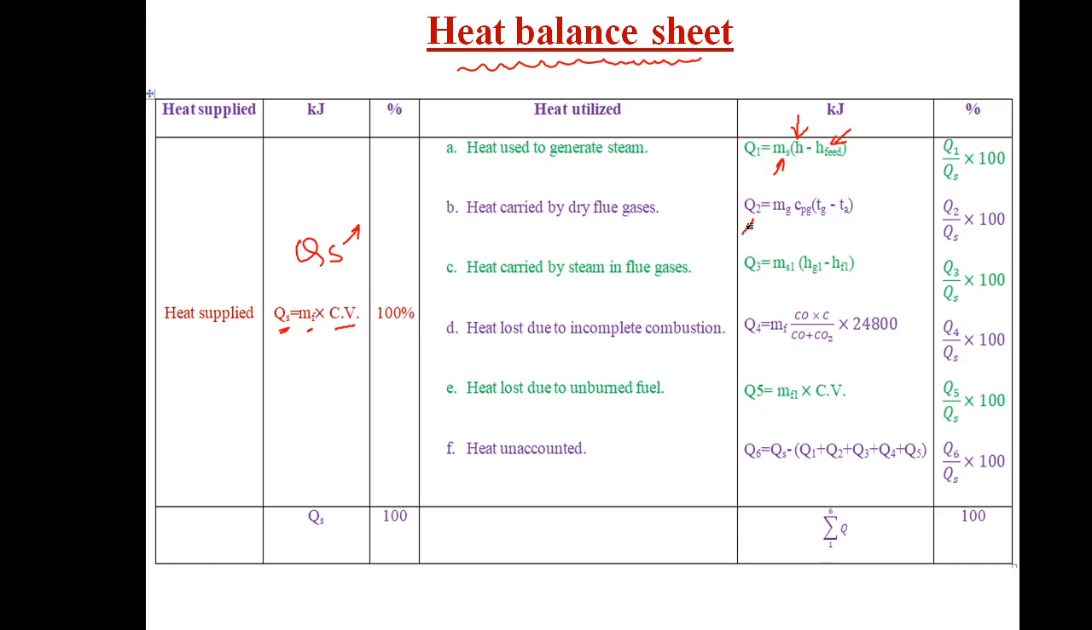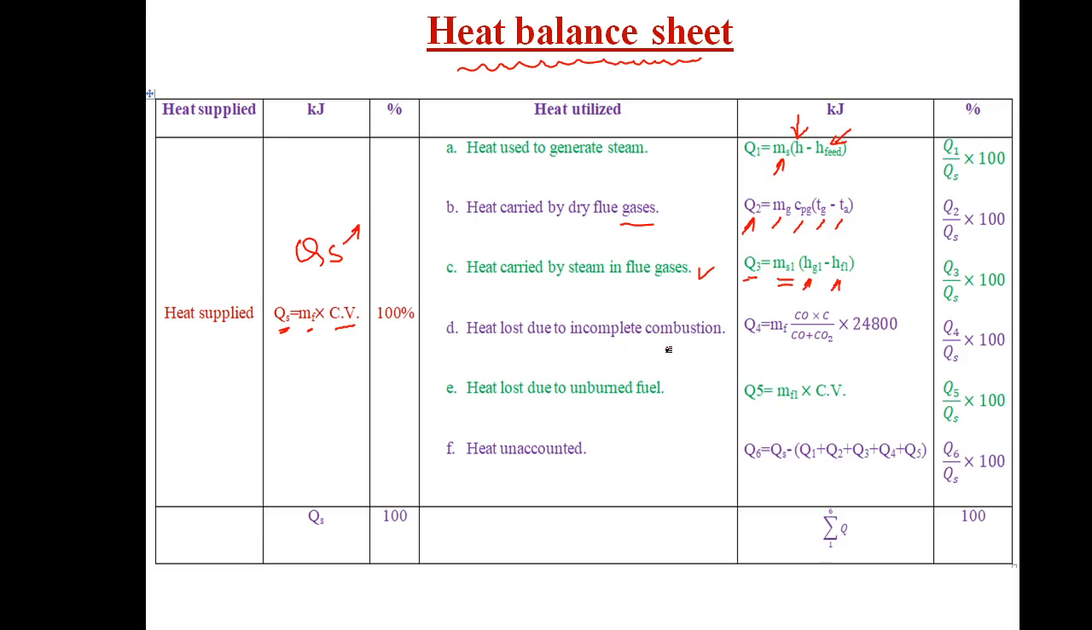Then Q2 is nothing but the amount of heat carried by flue gases into the atmosphere, that is mg into cpg in bracket Tg minus Ta. So this is nothing but the amount of heat energy carried by dry flue gases. Then heat carried by steam in flue gases is Q3, equal to ms3, that is, the mass of steam in the flue gases, into the enthalpy difference Hg1 minus Hf1, that we have already seen.